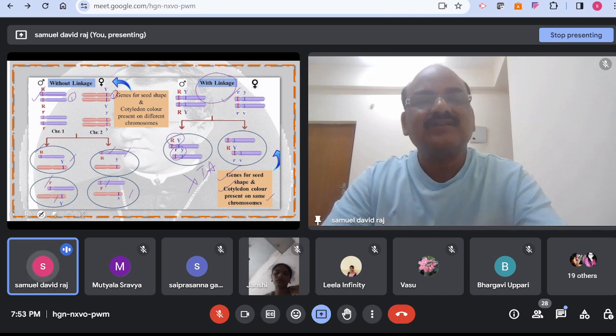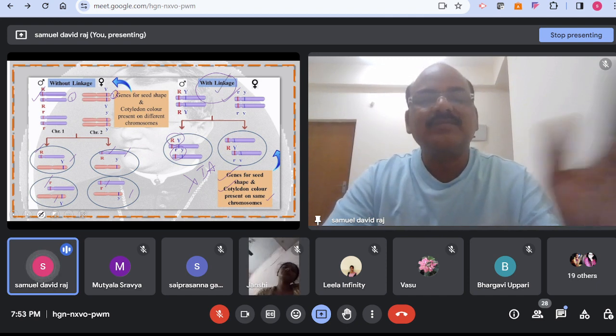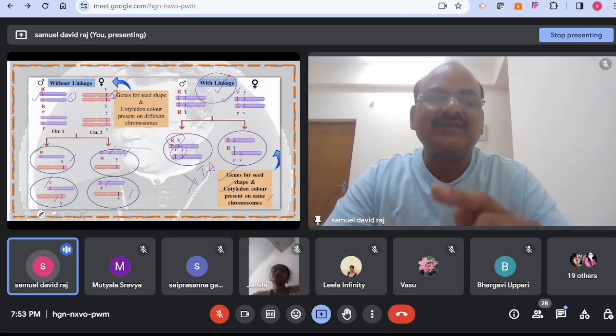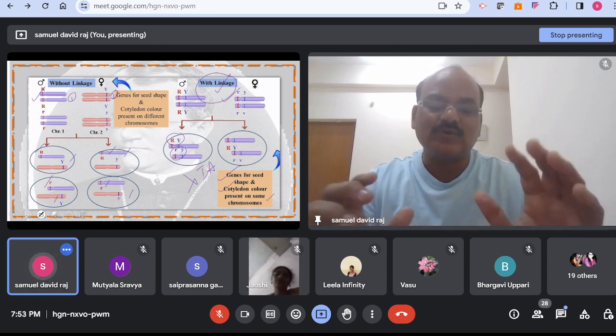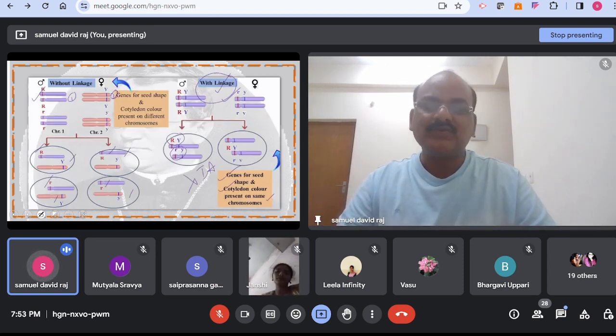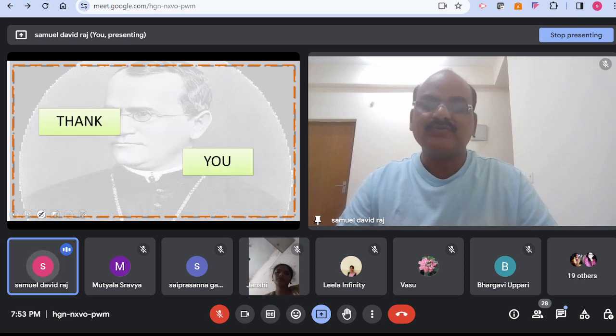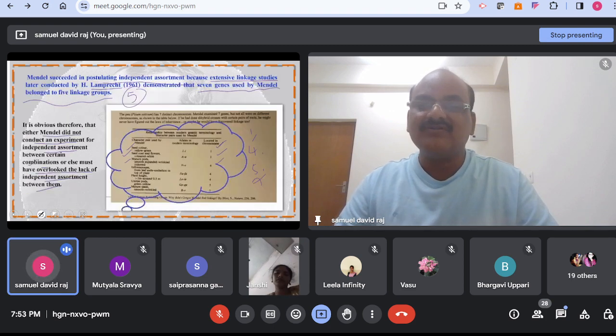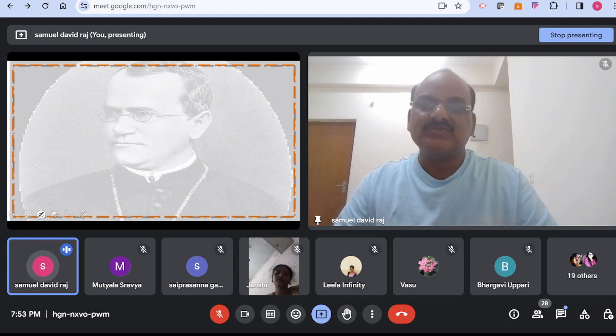So even if linkage is present, independent assortment is possible when there is crossing over. This is what you have to write down. So this is all with respect to the critical review of Mendel's laws.